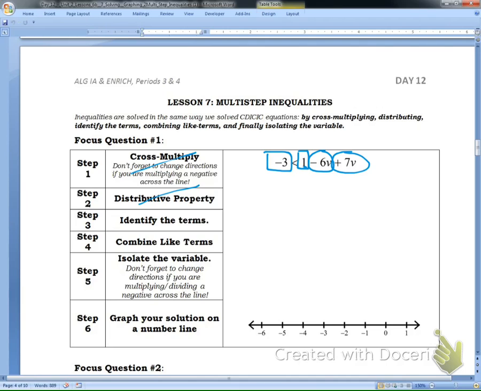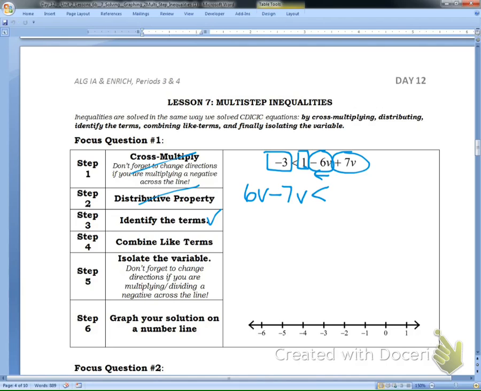Now, if you follow my recommendation of keeping your variable terms on the left-hand side of the inequality, and your constants on the right-hand side of the inequality, we need to move some of these terms. Remember, when you move a term from one side of the inequality to another, you do need to change their signs. So I'm going to move my negative 6v to the other side as a positive 6v. Also, my 7v, I'm going to move it over as a negative 7v.